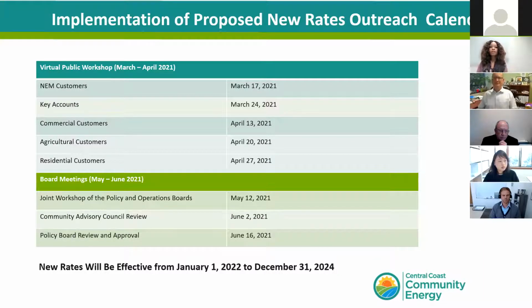But going forward into next month, we'll be taking this rate design and information to a workshop of the Policy and Operations Board. So it'll be a great time for them to see everything and provide additional review and feedback. The Community Advisory Council also will review in June, and then the Policy Board will review and approve rates in mid-June on June 16th. The new rates will not become effective until January 22, but they'll be in place for 3 years, all the way through December 31st of 2024.